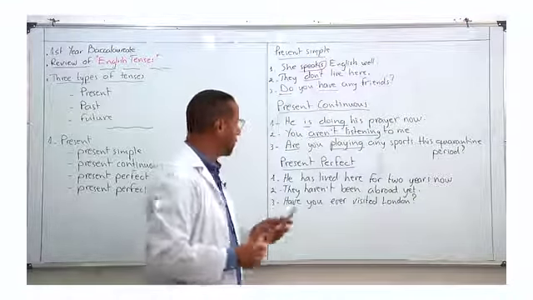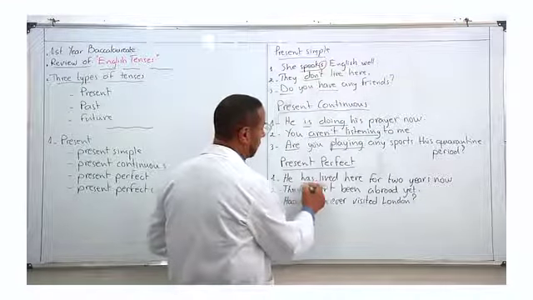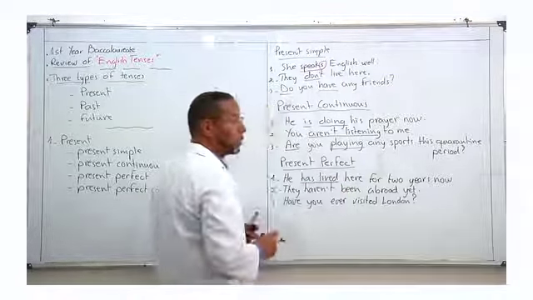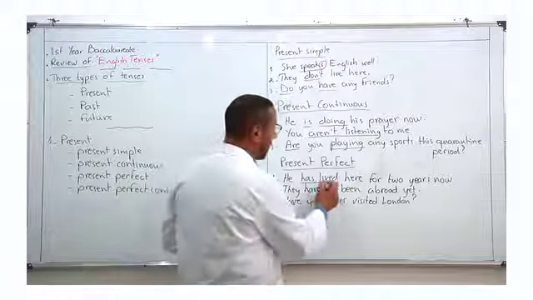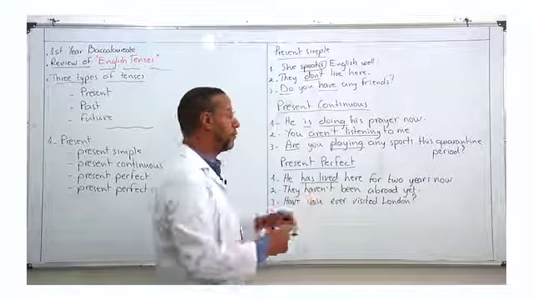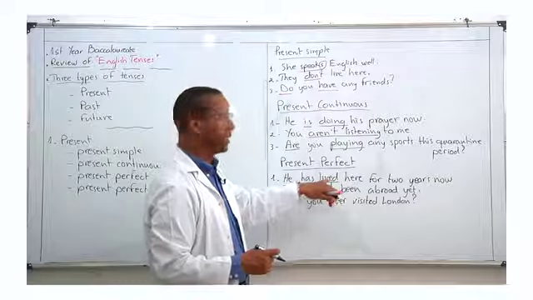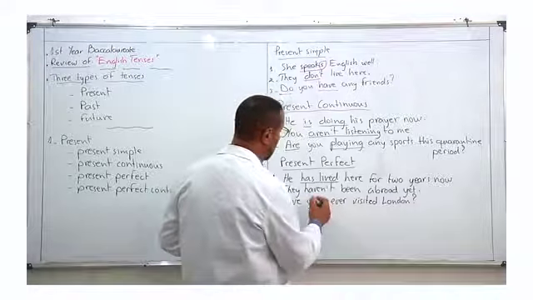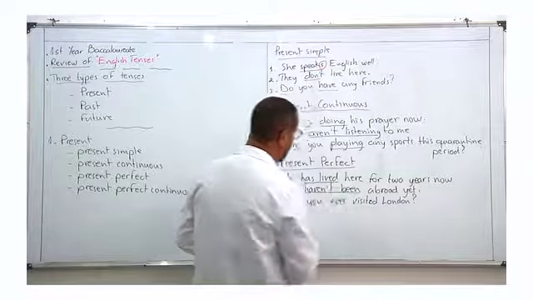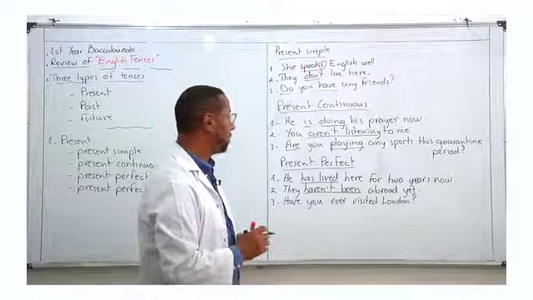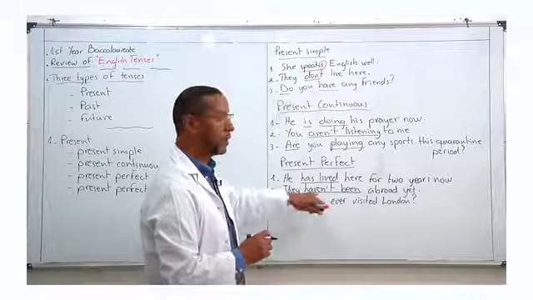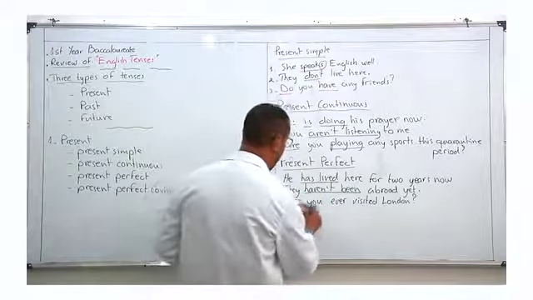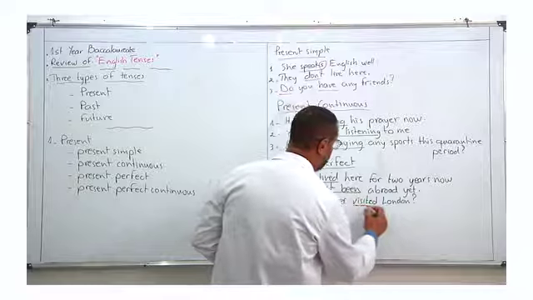This is present perfect. Present perfect is made with the auxiliary verb have. We can say have or has, depending on what person we are speaking about, plus the past participle of the verb. If the verb is regular, it ends with ed. If it is irregular, of course, you have to know how to conjugate it. Then, number 2, they haven't been abroad yet. The verb here is negative, here affirmative, here negative, and here, have you ever visited London?